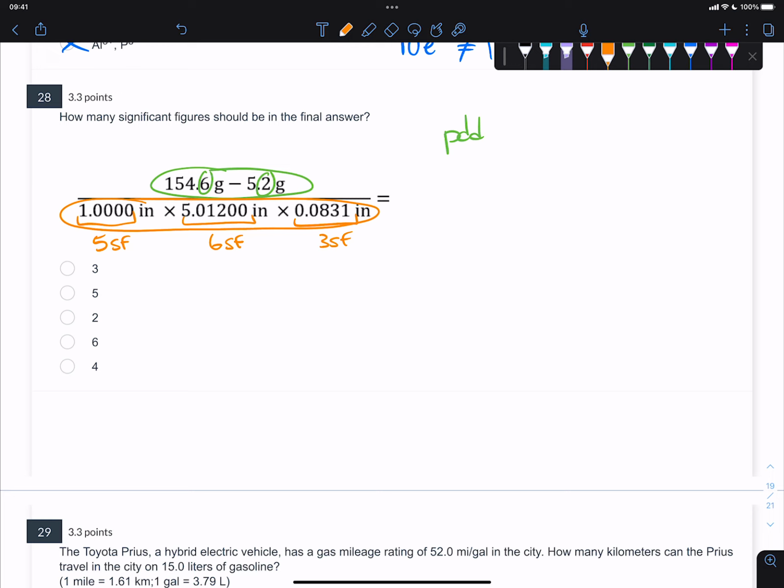But then you have this going on up here. So remembering your rules of addition and subtraction, you can only keep 1 digit after the decimal point. So my tip to you is do the top part, get rid of the subtraction aspect, and just keep that purely exactly what it is. So that's going to be 154.6 minus 5.2. That simplifies to 149.4. And then you divide. And look at the fact that your weakest part only has 3 sig figs. And that's going to be a pretty big clue.